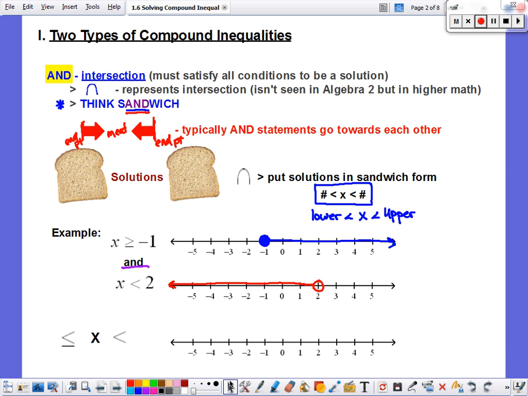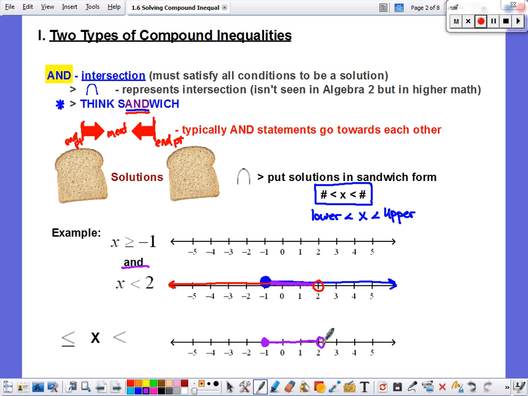And so I could try to drag this down like this, and you can sort of see the overlap where, in this case, red and blue would make purple. And so where do they overlap? Well, they definitely are going to overlap right here at -1 because it includes that value. And then they overlap everything in between. There's your sandwich. Until you get to 2, and then at 2 it's open, so we have to leave it open for an "and" statement. And there's your solution to this compound inequality.